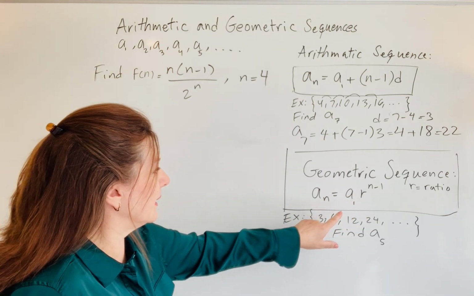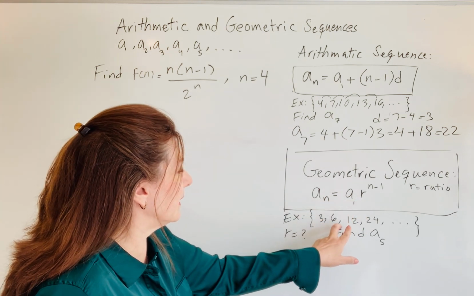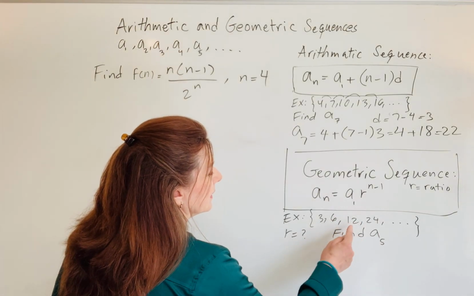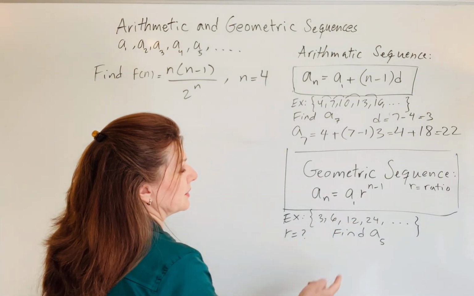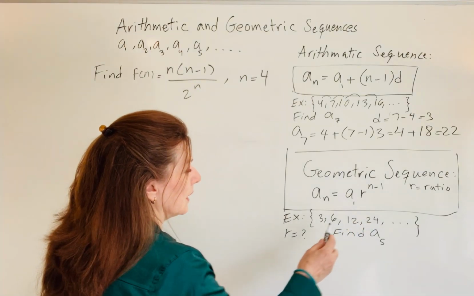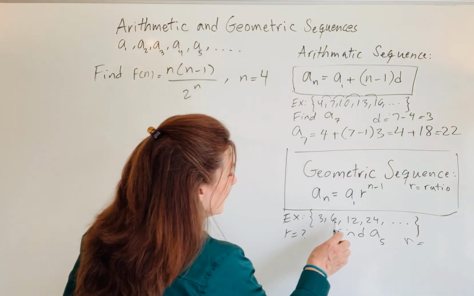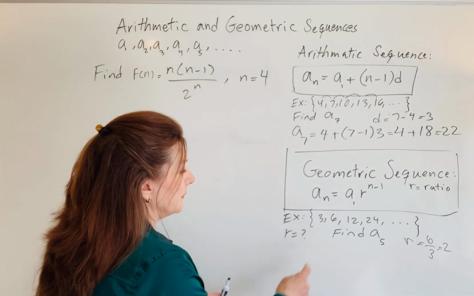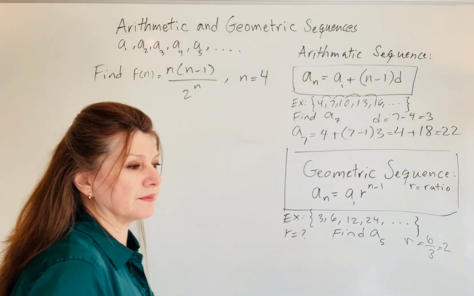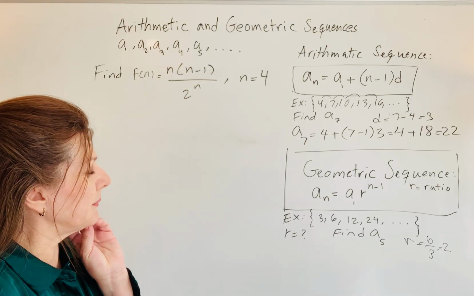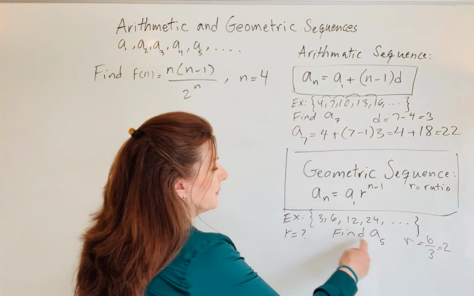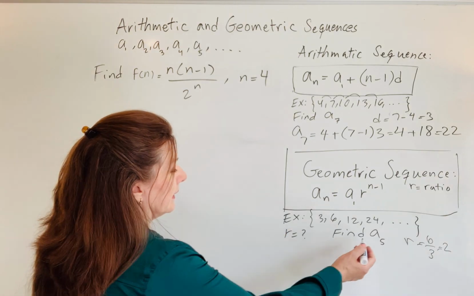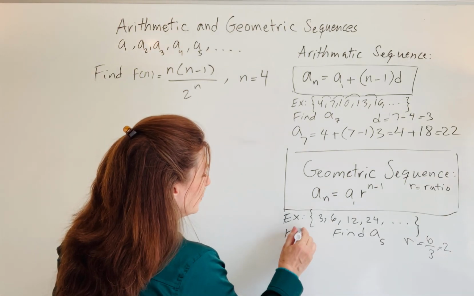This is a ratio of any neighbor numbers. Like 12 divided by 6 is the ratio. This divided by this is the ratio. The ratio here is 6 divided by 3, which gets 2, because any two neighbor numbers divided by each other gets 2, right? Okay, the ratio gets 2 here.